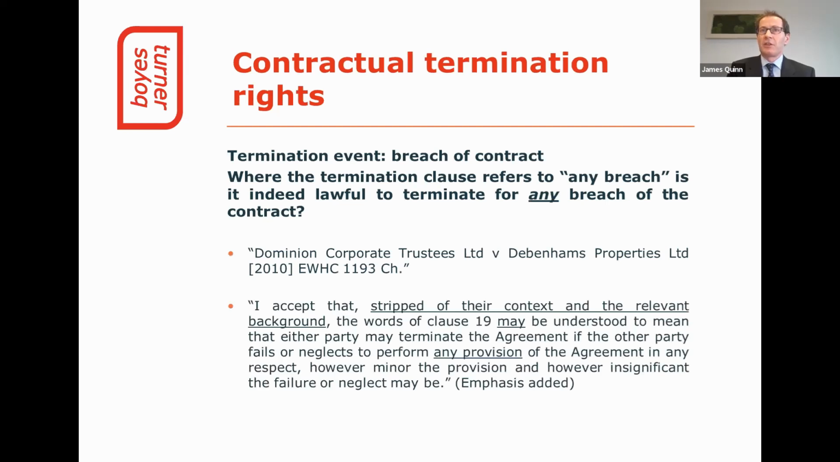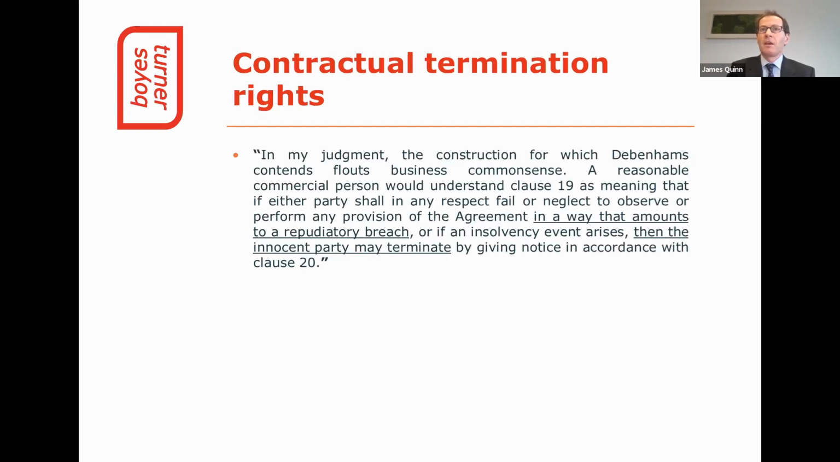The judge considered the Anteos case and the Great Yarmouth Council cases, and as we see, accepted as a starting point that without taking account of the context and relevant background, the wording of Clause 19 could be understood to mean that there was a right to terminate in the event of a failure to perform any provision of the agreement. However, the judge held that such an interpretation was not appropriate. He concluded that a reasonable commercial person would understand Clause 19 to mean that there would have to be a repudiatory breach in order for the innocent party to be entitled to terminate under this clause.